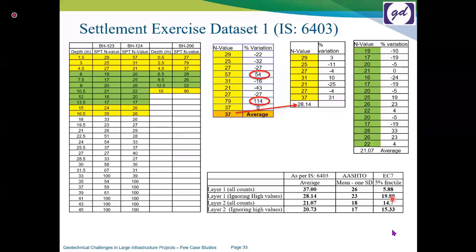Whereas for layer 2, the Indian code suggests 21. Whereas if I go with the AASHTO approach, it is 18 and Eurocode gives 14. If you see all values, the IS code gives a higher value, or allows you to select higher values compared to the two international codes over here. One is AASHTO, another is Eurocode. That means people suggest that the Indian code is a conservative code, and I would say it is not that conservative compared to international practices when it comes to the selection of the parameters.